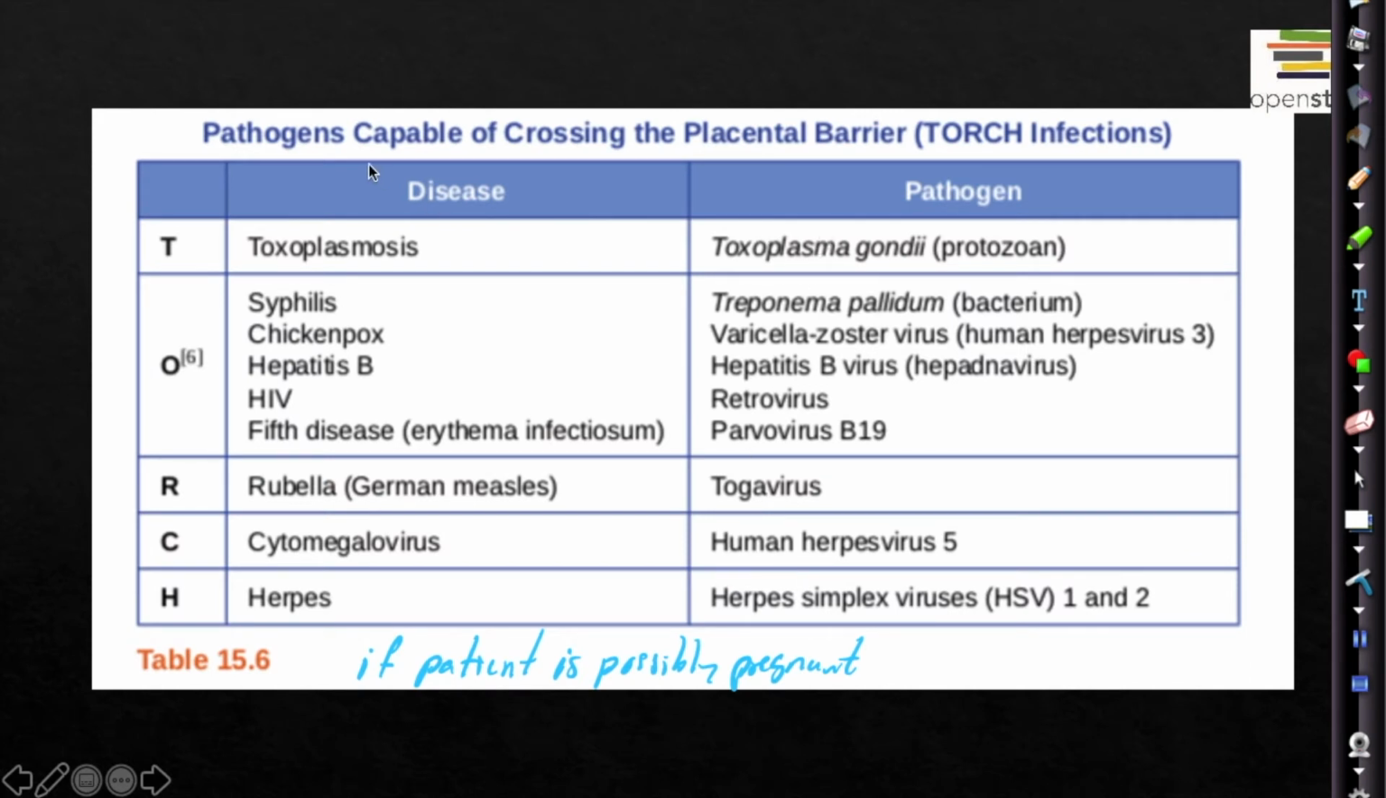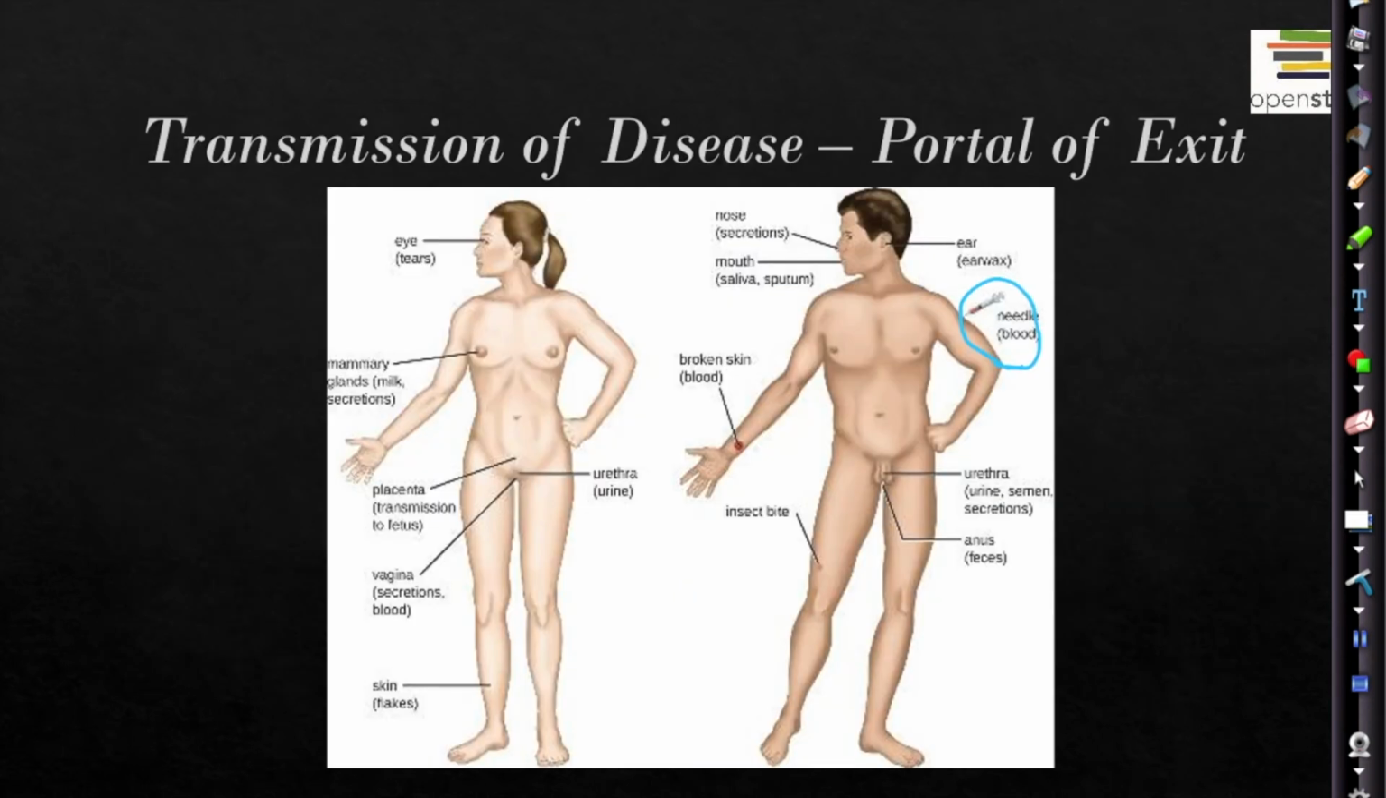So pathogens capable of crossing the placental barrier, these are the ones that are able to cross the placental barrier. And so these are the ones you have to worry about if you have a pregnant patient, because it can cause damage to the fetus. For instance, syphilis is one that you have to worry about if you have a pregnant patient, because then the fetus could be exposed to that particular pathogen. Know these for the exam.